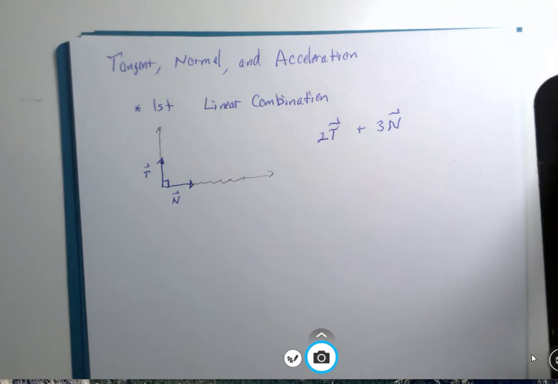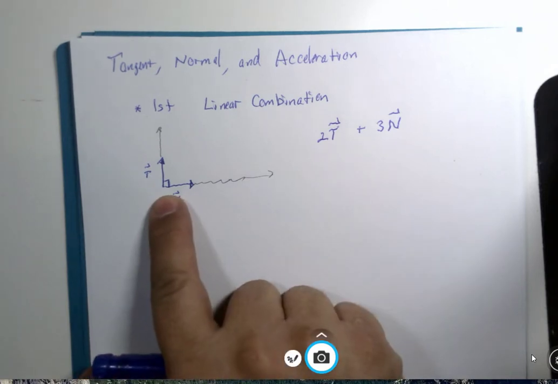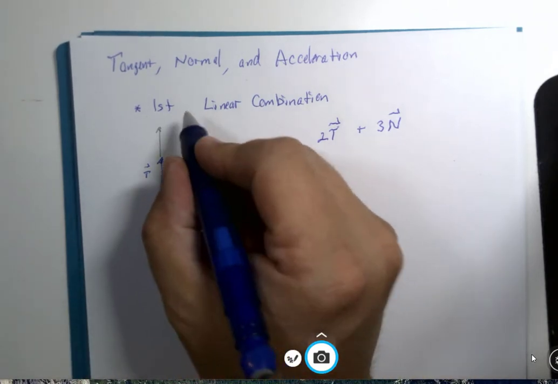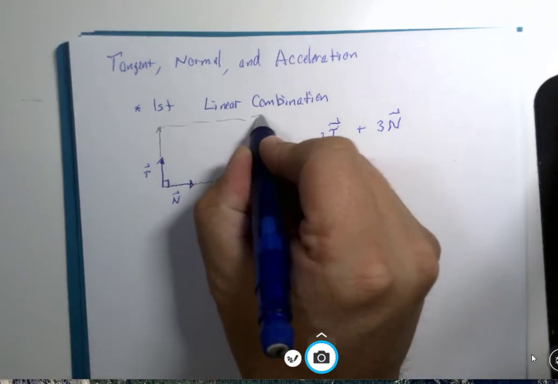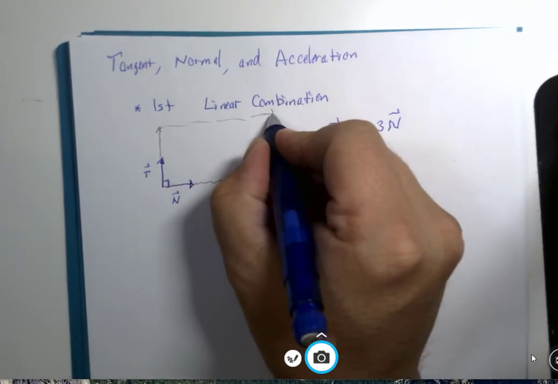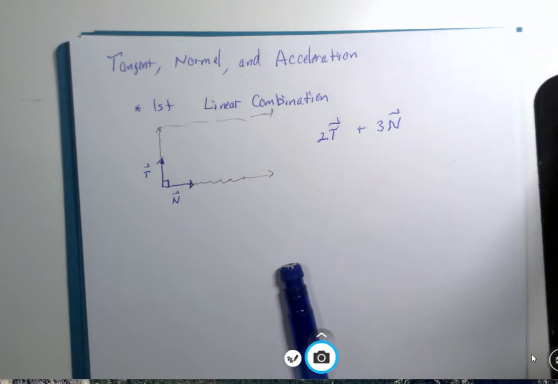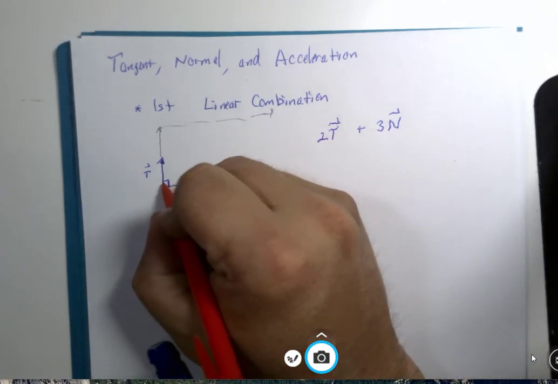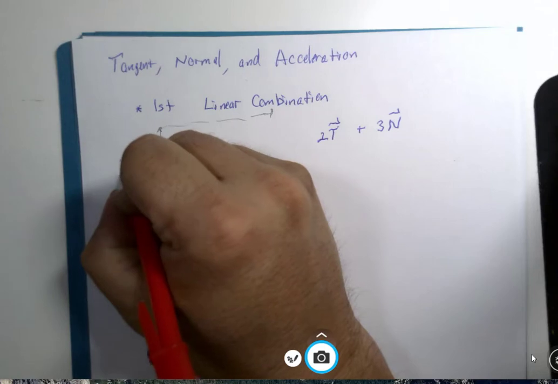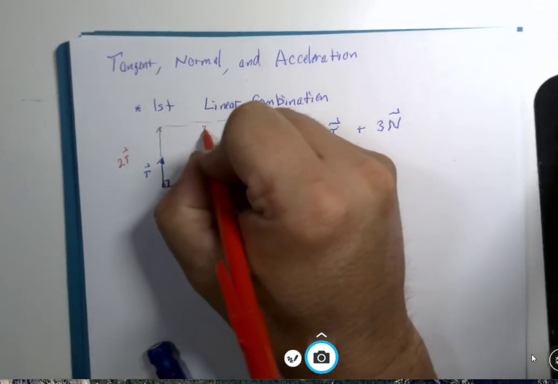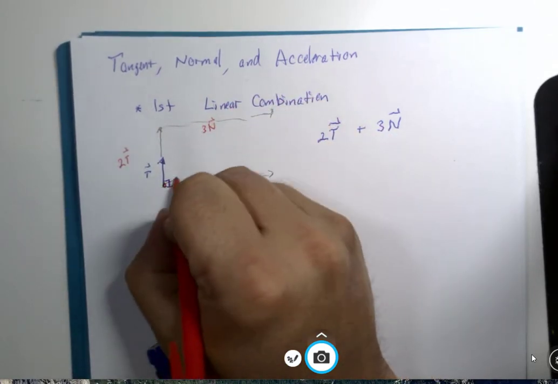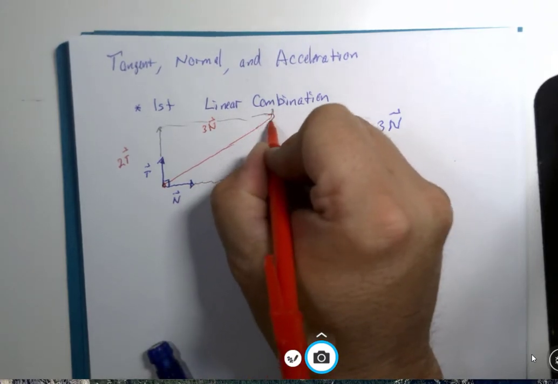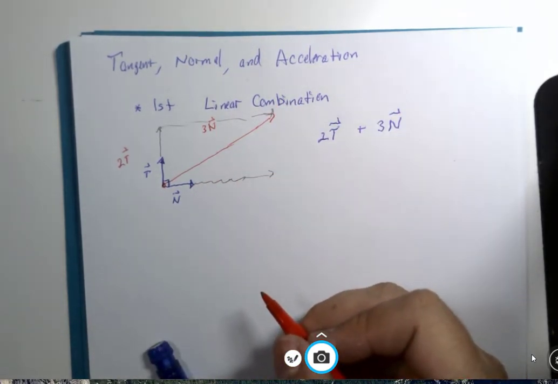And if we were to add those together, we could use the tip to tail method and simply put the tail of this 3n to the tip of the 2t, and then that would be the vector that starts here. So this would be 2t and this would be 3n, and then this would be the sum of those two vectors visually. Now here is the first part of the big deal.